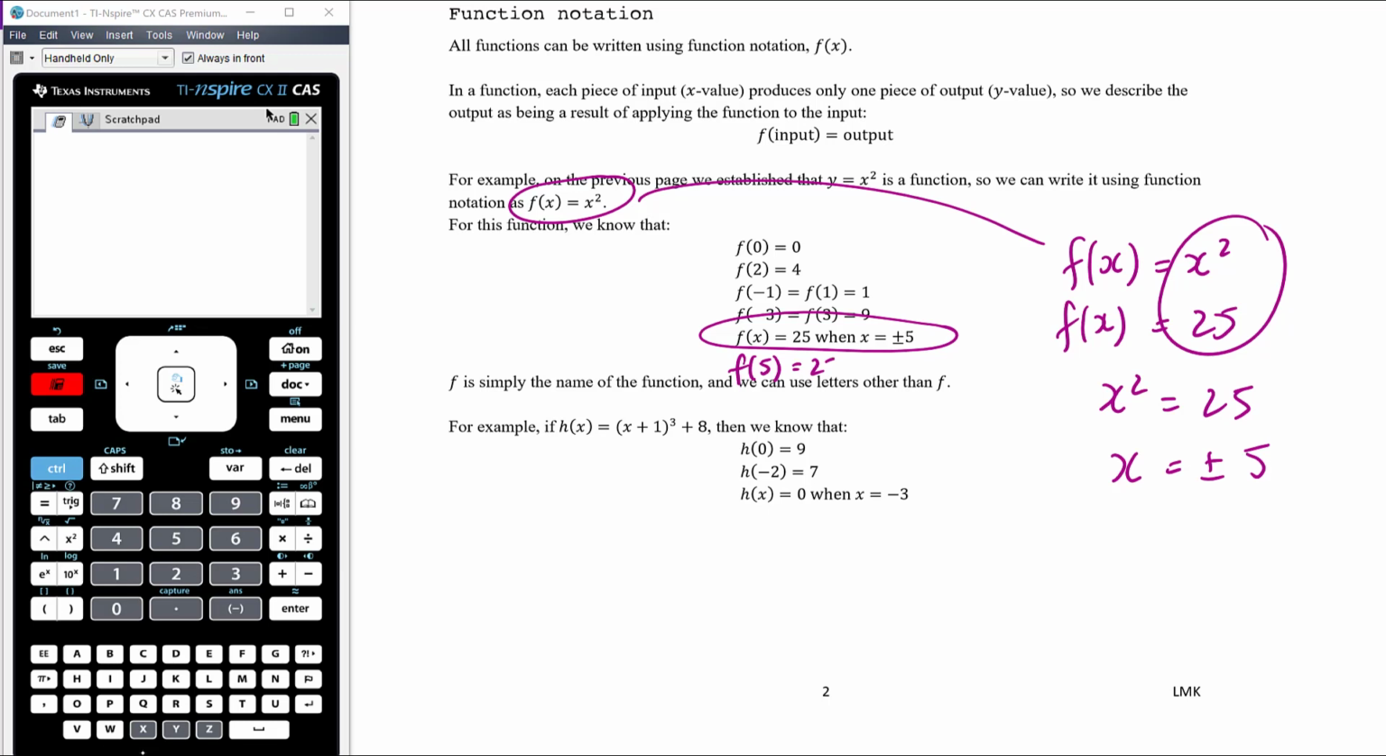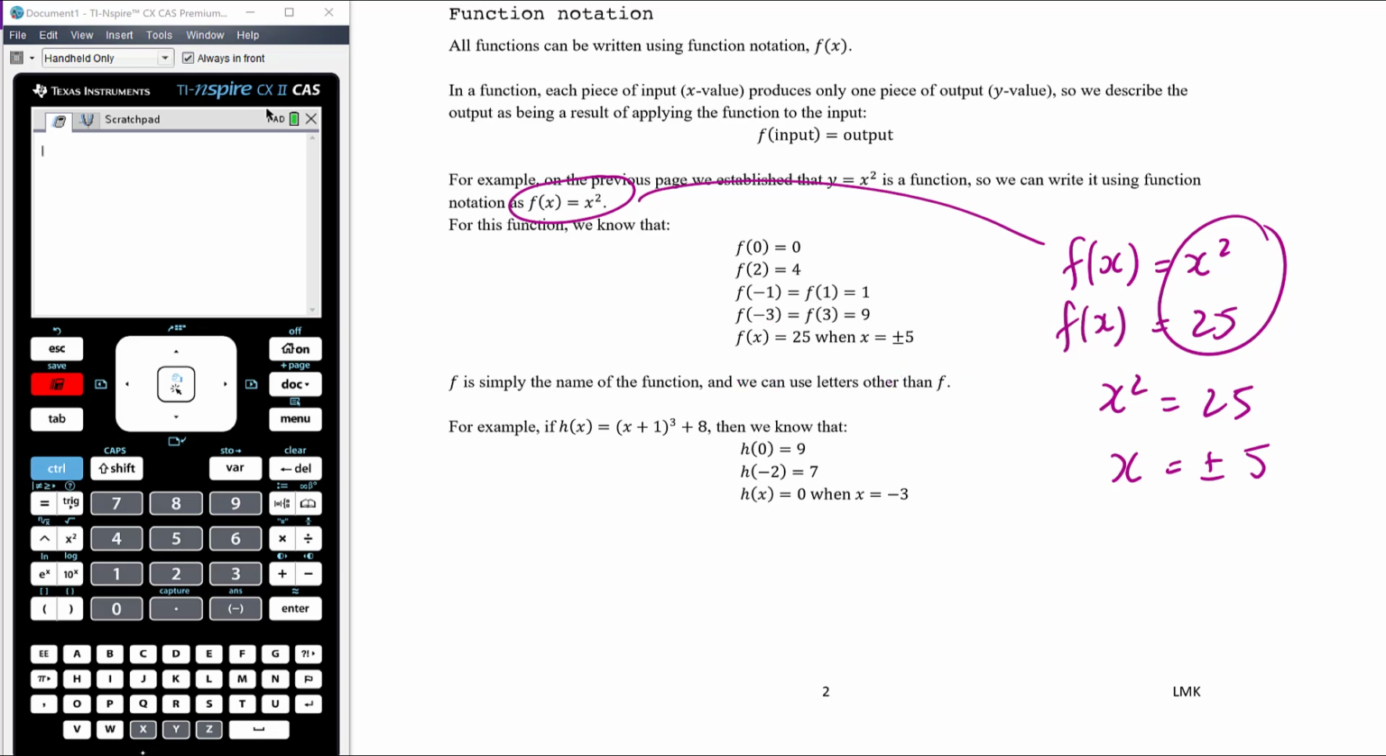And so what this tells us, another way we could write this same information, is that f of 5 is equal to 25. When x equals 5, the function equals 25, and f of negative 5 is equal to 25. When x equals negative 5, the function also equals 25. Okay? And again, we could write it like the previous sentence. We could say that f of 5 is equal to f of negative 5, which is equal to 25.